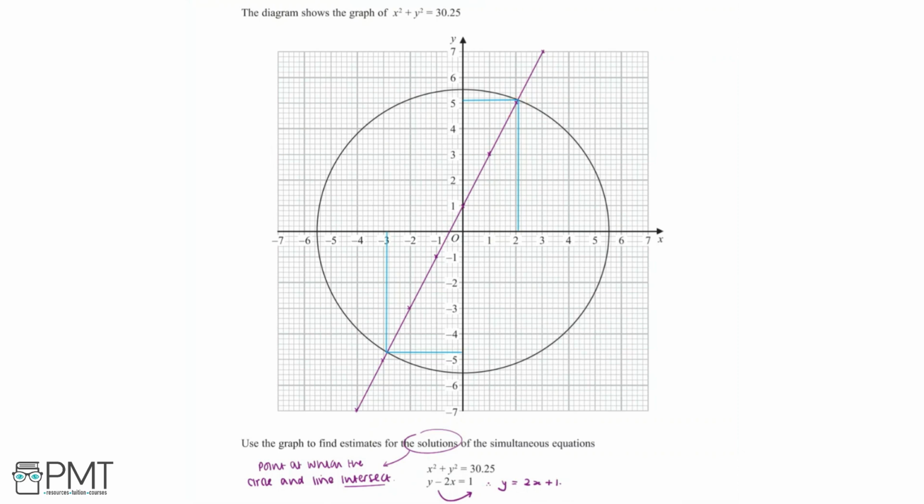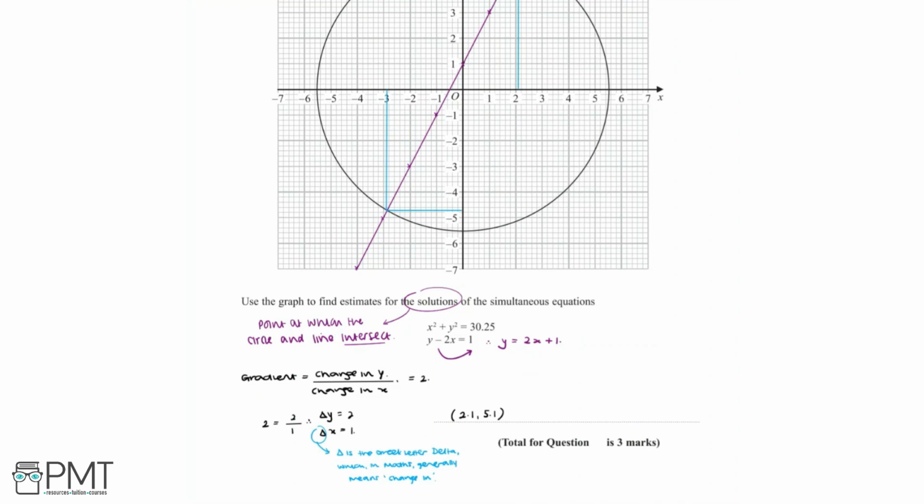Now looking at the point of intersection at the top, you can see that the x-coordinate would be equal to 2.1, and the y-coordinate would be equal to 5.1. So our first solution of the simultaneous equations would be 2.1, 5.1. But now we need to find the coordinates of the point of intersection at the bottom. You can see that this point of intersection has an x-coordinate of minus 2.9, and it has a y-coordinate of minus 4.7. And so our final solution to these simultaneous equations would be minus 2.9, minus 4.7.